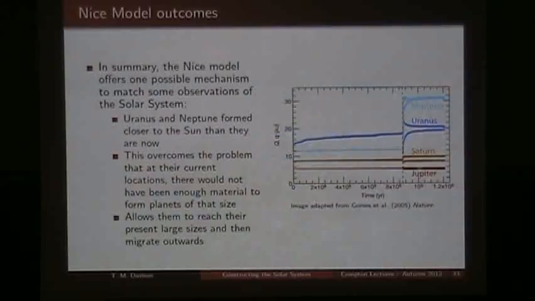So in summary then, just to say, as we said, Uranus and Neptune probably formed closer to the Sun than they are now, which overcomes the problem that there wouldn't have been enough material at the distance that they formed, enough gas to be able to form the size they are.